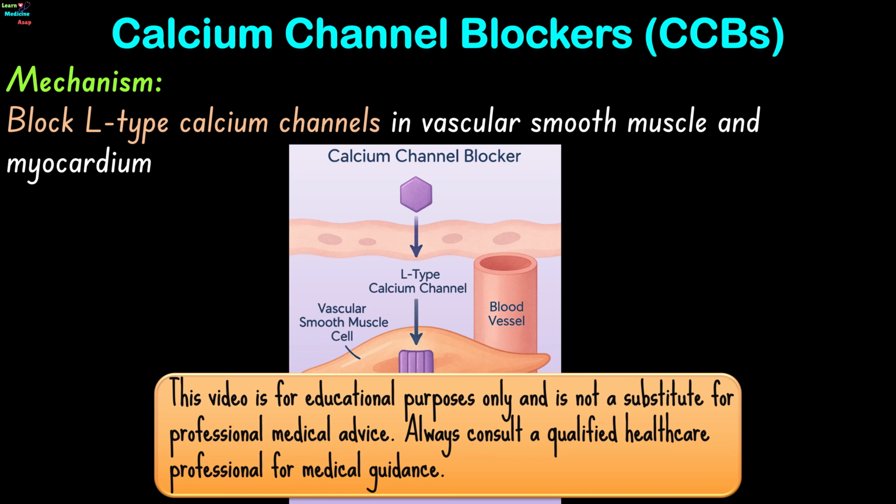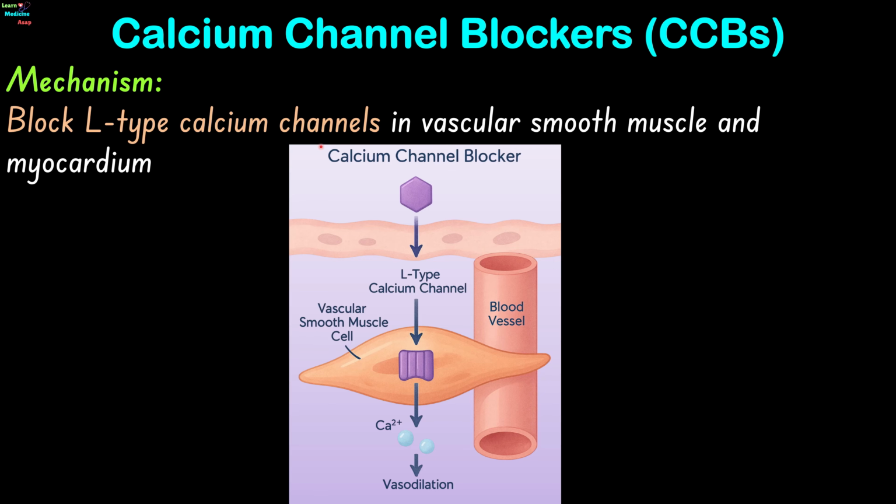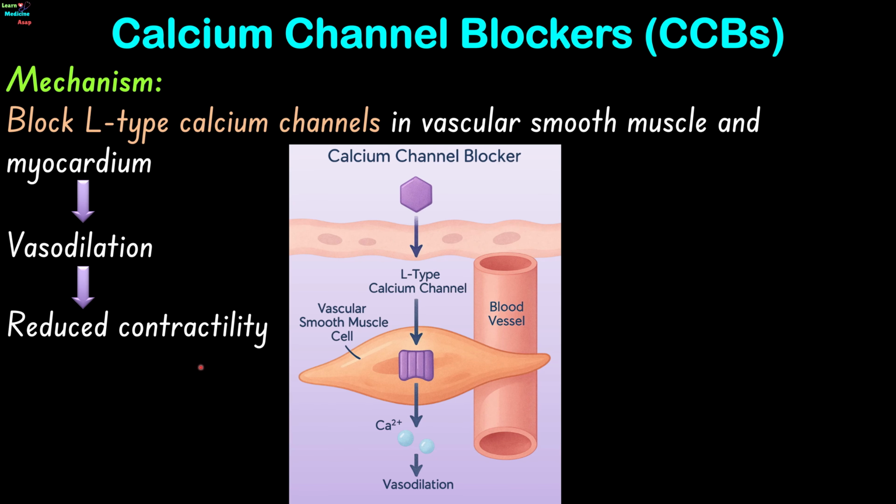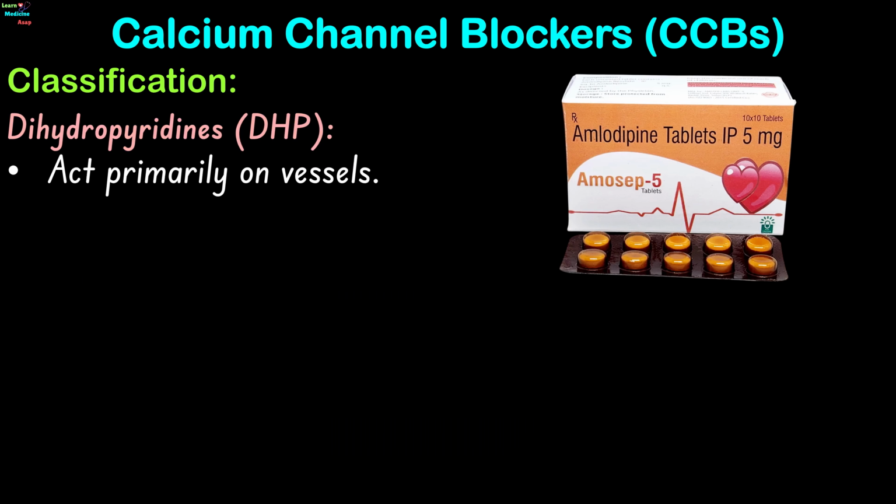Calcium channel blockers work by blocking L-type calcium channels located in vascular smooth muscle and the myocardium. This action prevents calcium from entering cells, which leads to vasodilation and a reduction in cardiac contractility, ultimately lowering blood pressure. Calcium channel blockers are broadly classified into two main groups.